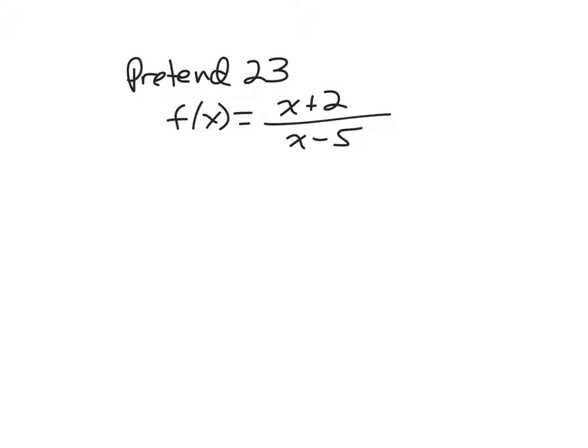Okay, so it said to say something about the intercepts. And it's always been true forever that if you want to find x-intercepts, you put 0 in for y. Which y is f of x here, right? So that means we'd have 0 equal to (x plus 2) over (x minus 5).